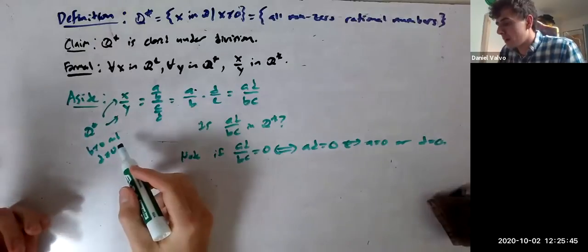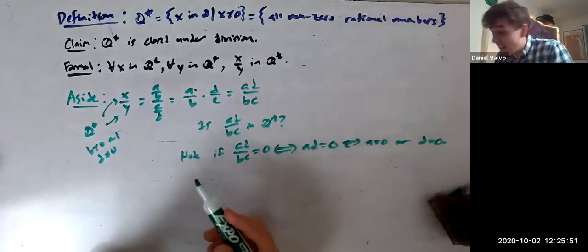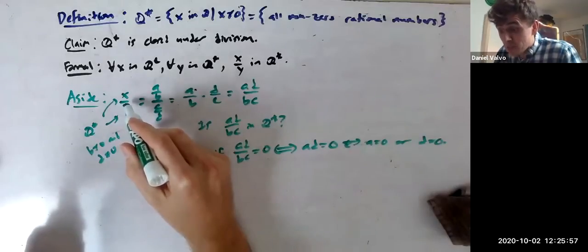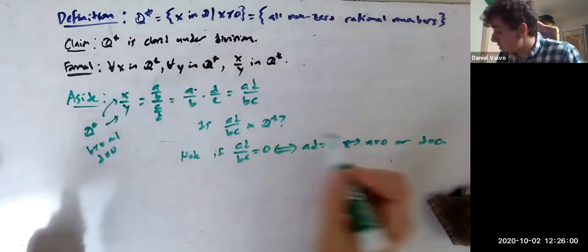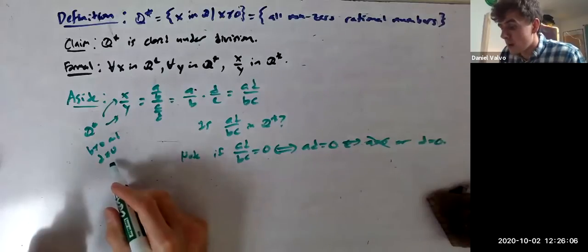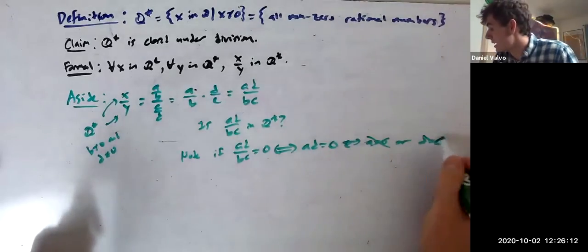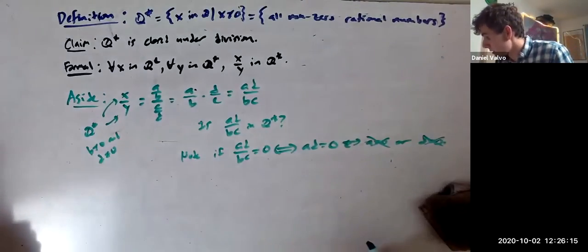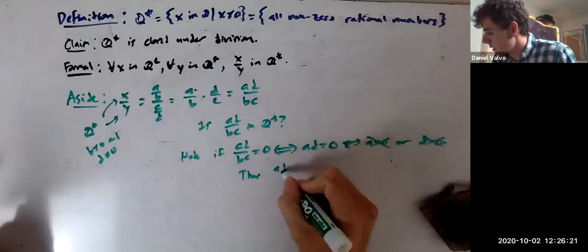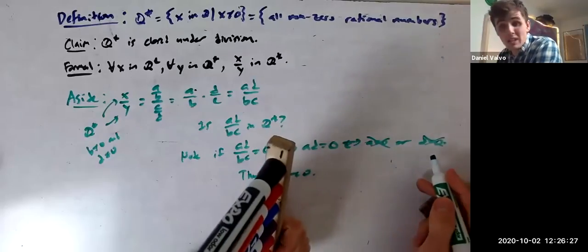But the problem is, remember, that A over B and C over D equal X over Y are in Q star. So if A equals 0, that means A over B, which is X, would equal 0. But X is specifically a non-zero rational number, so it can't be 0. So this couldn't happen. And same thing with D. Actually, D is a little different. D can't be 0 because it's the denominator of a rational number. So by definition, it can't be 0. So AD doesn't equal 0, so the whole thing's not 0. Thus, AD over BC is not equal to 0, since if it did, that would mean AD equals 0, which means A equals 0 or D equals 0, and neither of those can happen.